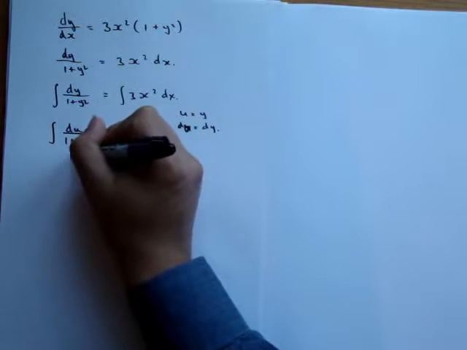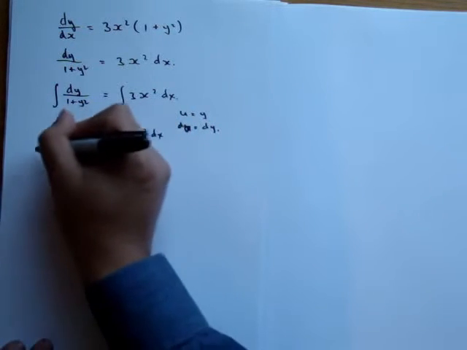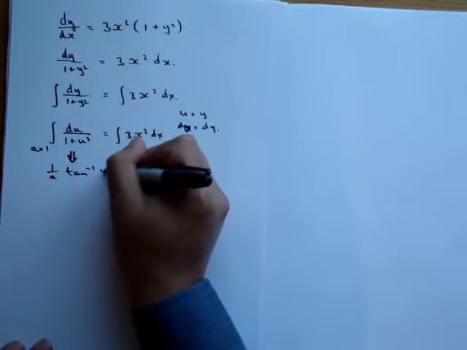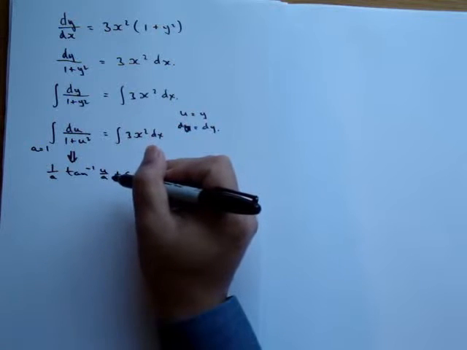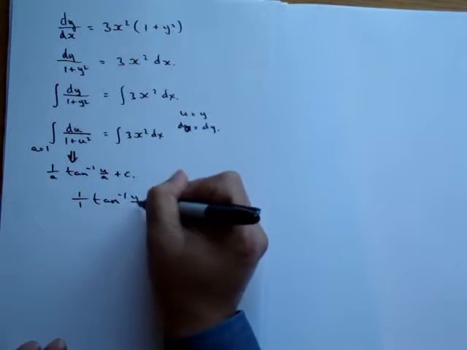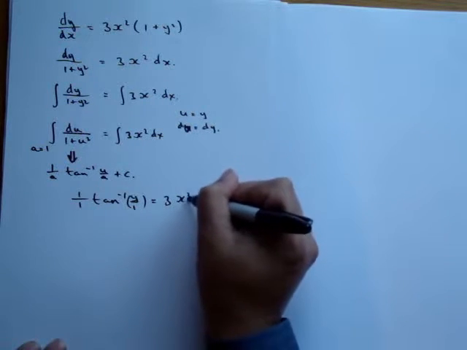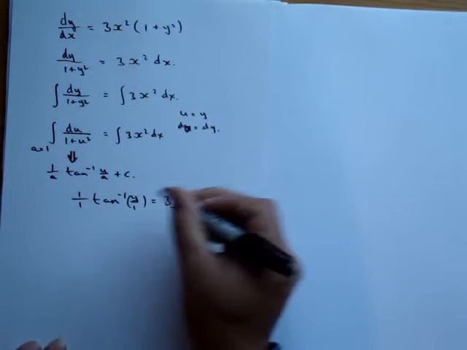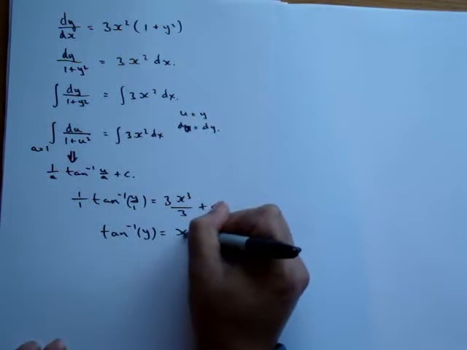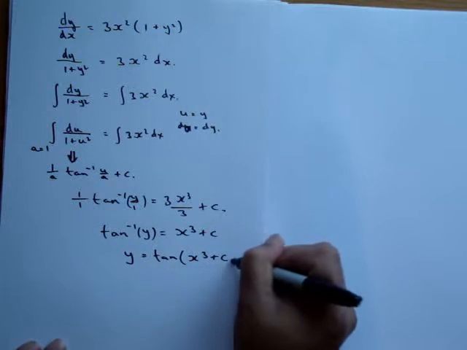This is just 1 over a, where a equals 1, tan inverse of u over a plus c. So when we do the integration, this becomes 1 over 1 arctan y over 1, and then when we integrate here we get 3 x to the power 3, and then bring 3 down over 3 plus c. So arctan y equals x to the power 3 plus c. So y equals tan of x cubed plus a constant.